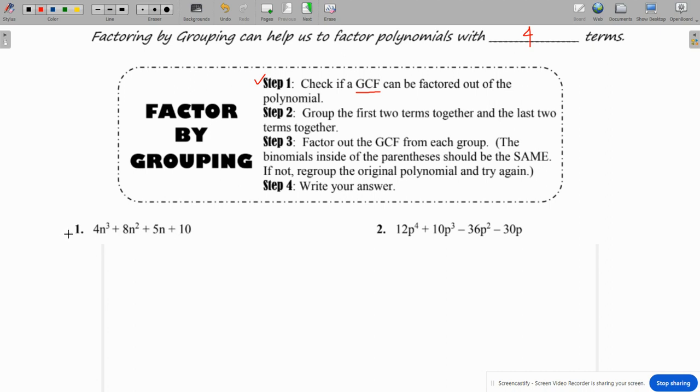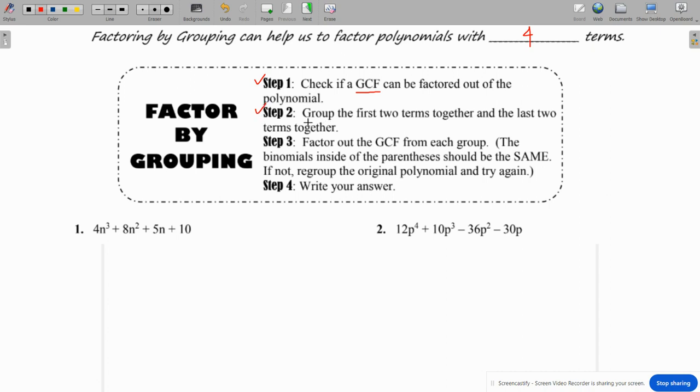If I look for a GCF, that means that every single term, since there are four of them, all four have that factor. Well, 4, 8, 5, and 10, the only common factor is going to be a 1. So that's not going to help us. And then looking at n cubed, n squared, n, and the fact that this term doesn't have any n's, there's not going to be a GCF here. So step one is already done.